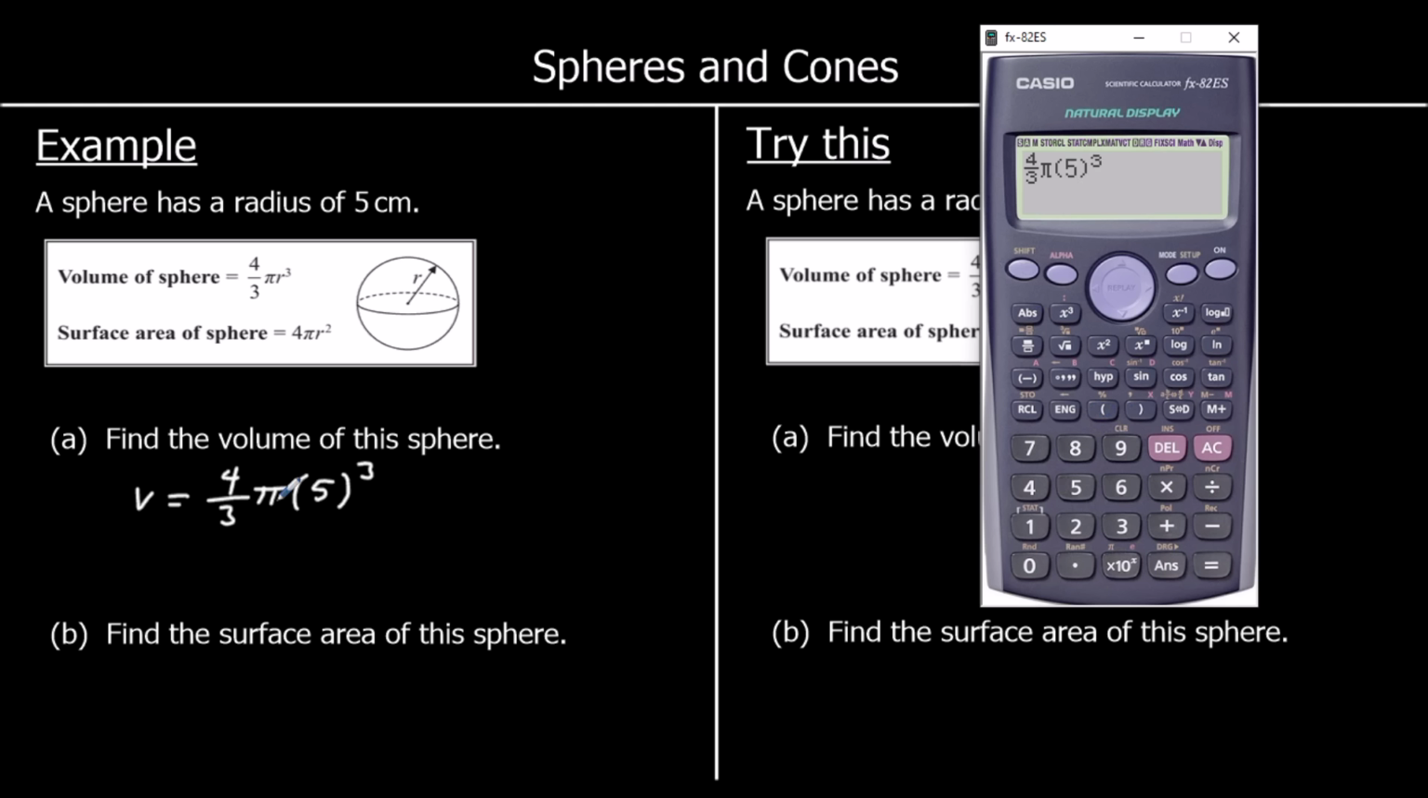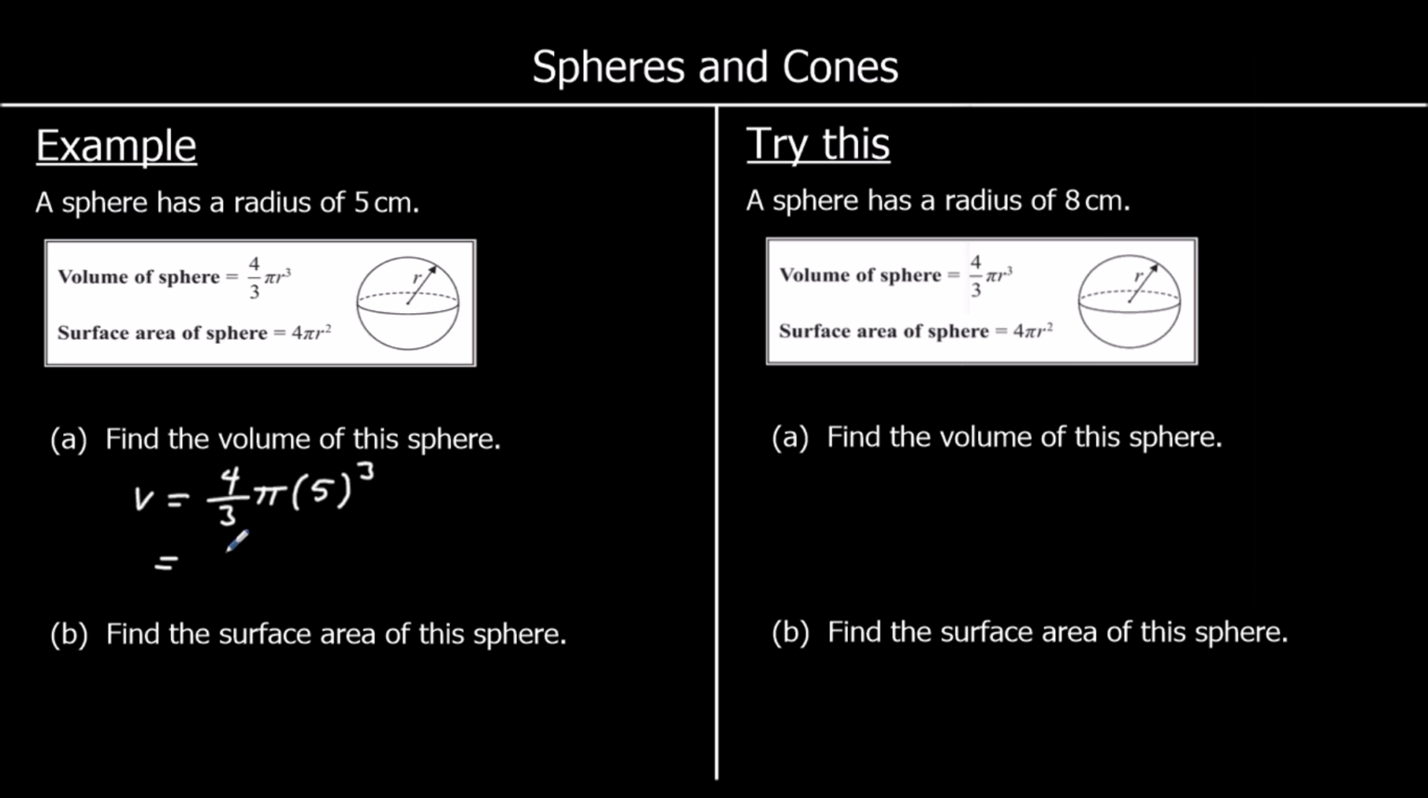So 4/3 pi times 5 cubed, press equals, and we've got 500 over 3 pi, or as a decimal, we've got 523.598, and so on. So we can give our answer as 500 over 3 pi, and it's in volume. We measure volume in cubes, so centimeters cubed.